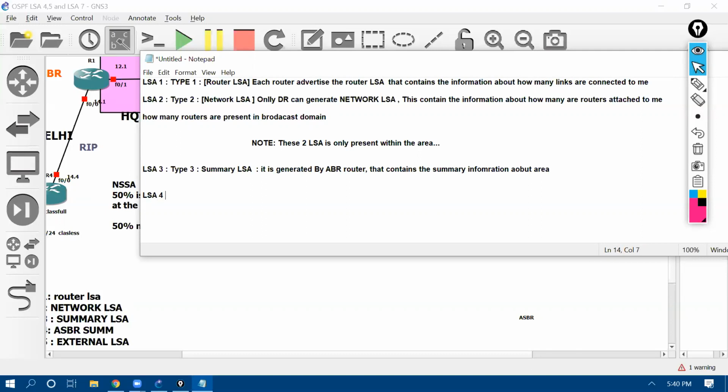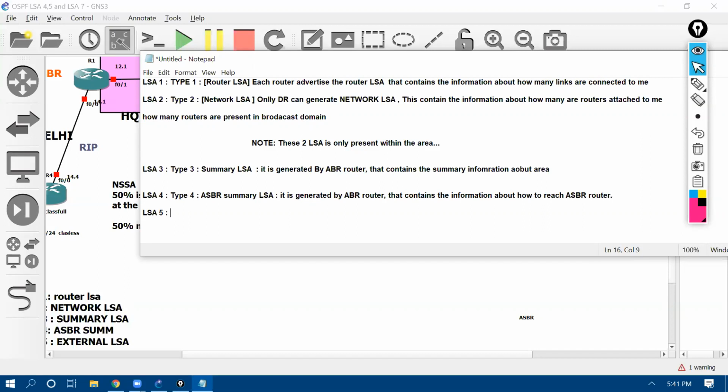LSA4, known as a type 4 LSA, known as an ASBR summary LSA. It is generated by the ABR. That contains the information about the ASBR.